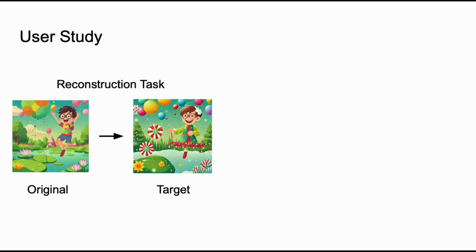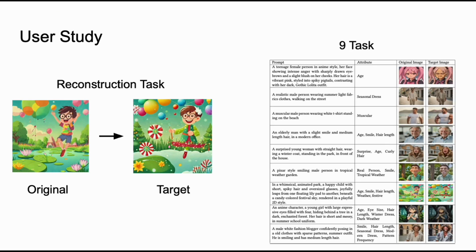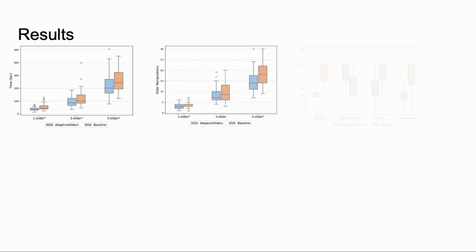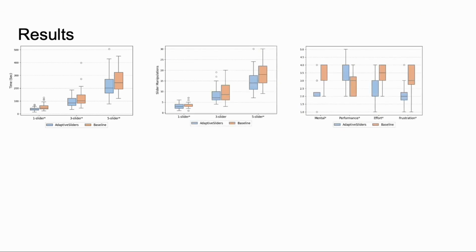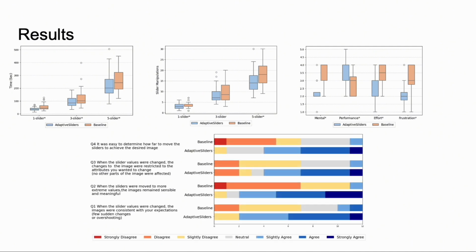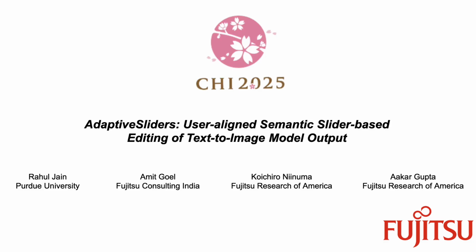The participants performed 9 tasks in total with the use of 1 slider, 3 slider and 5 slider manipulations in reaching the target. We found that AdaptiveSliders significantly improved users' performance, enabling faster and more accurate achievement of target outcomes with less effort. Overall, users felt confident in using AdaptiveSliders because the bounds and variation were matching their expectations. For more details, please refer to our paper.